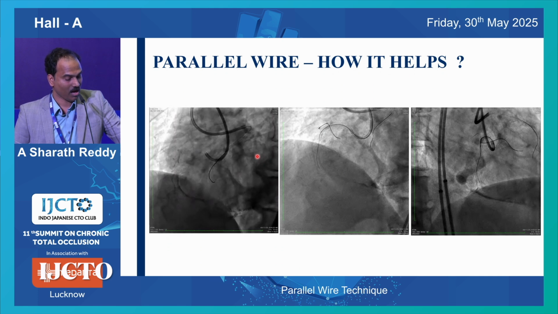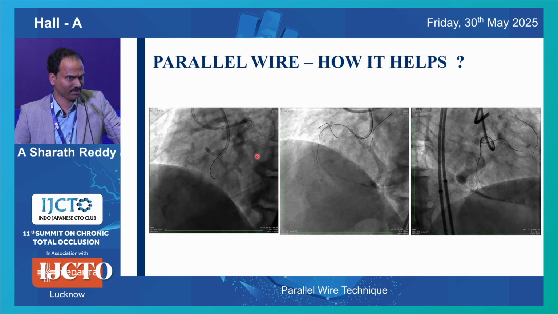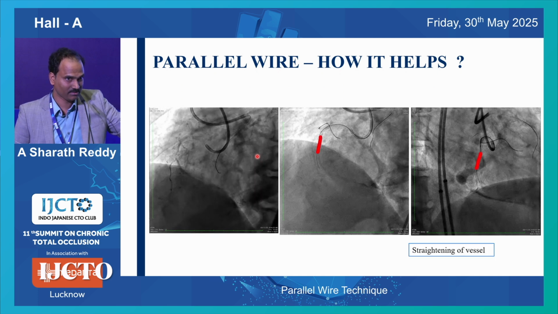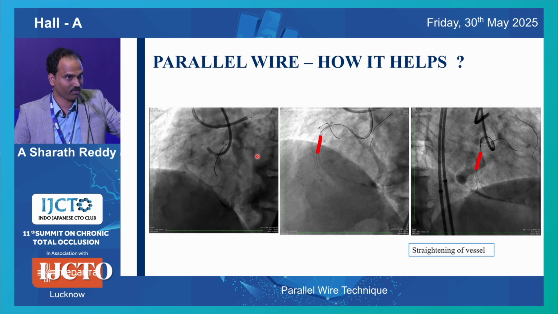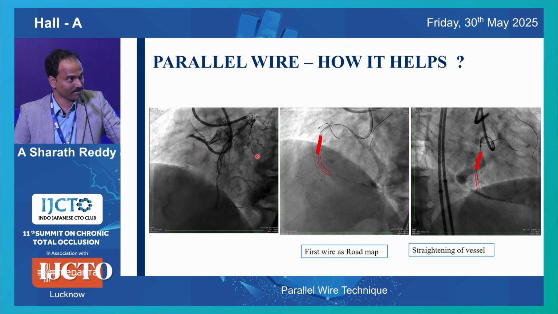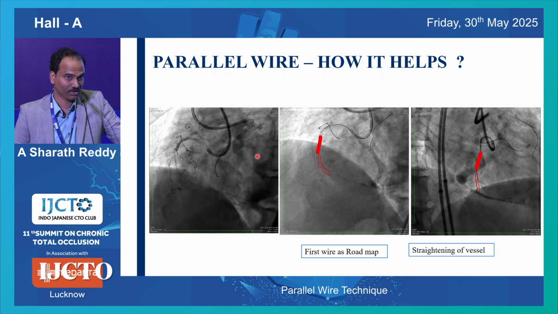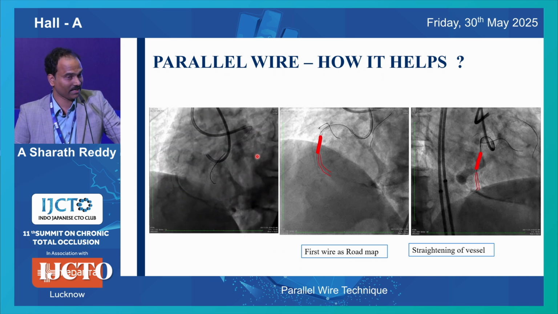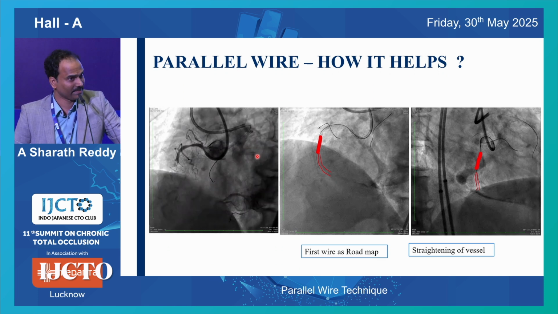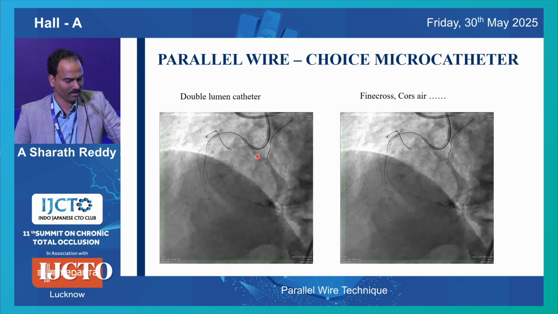So how does parallel wire help? Your first wire is already across. It straightens your vessel a little bit based on the stiffness of the first wire. And your first wire is a roadmap for your second wire, so that you can navigate the second wire in a much better fashion than the first wire. So that's all about parallel wire.